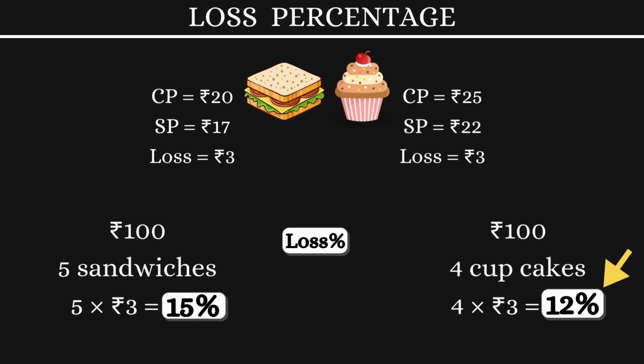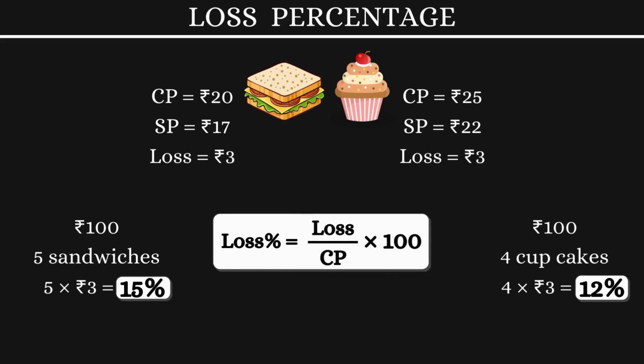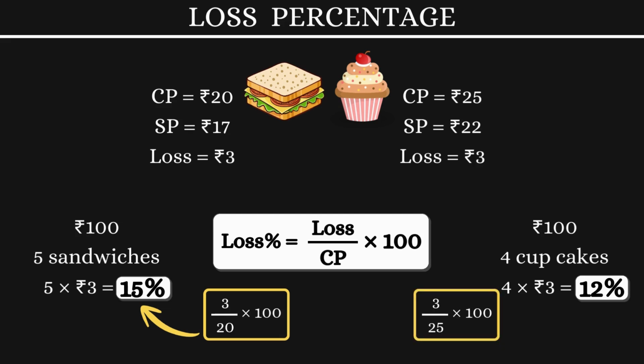Now, since we understand what loss percentage is, let's learn the formula. Loss percentage is equal to loss divided by cost price into 100. When you calculate for the sandwiches, you have 3 divided by 20 into 100, which is 15%. And the loss percentage for the cupcakes becomes 3 divided by 25 into 100, which is 12%.